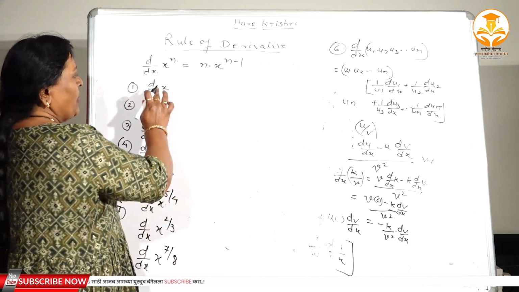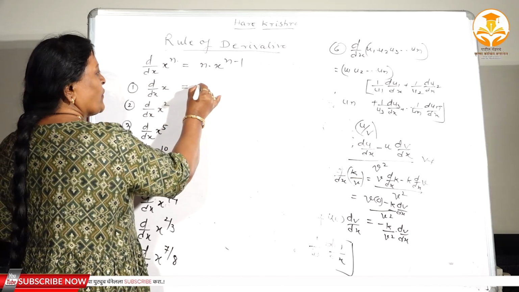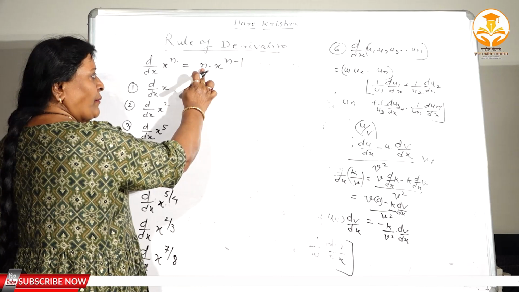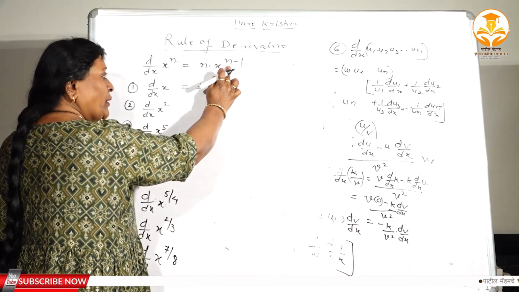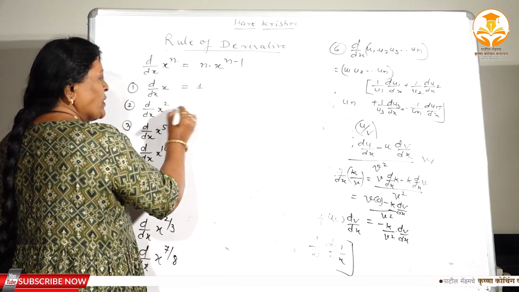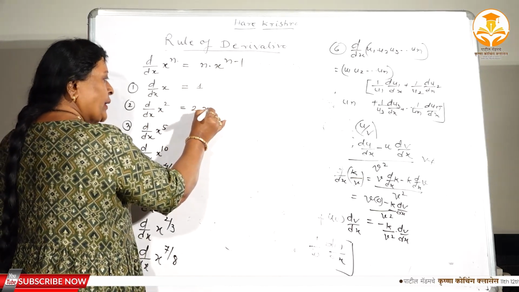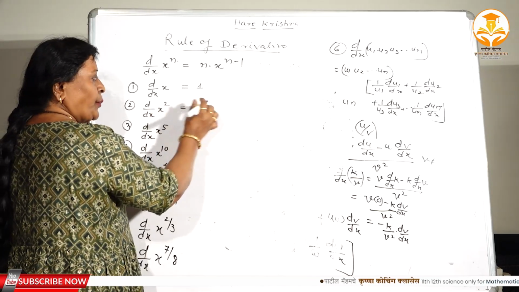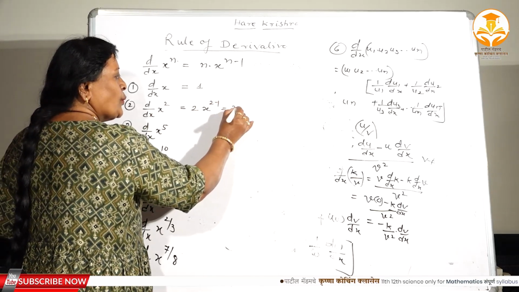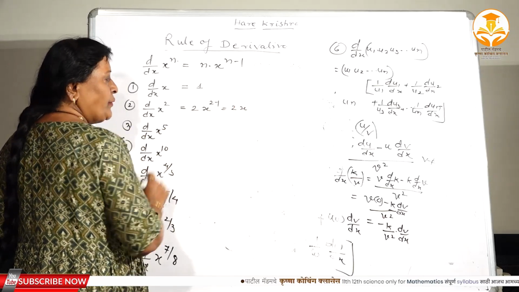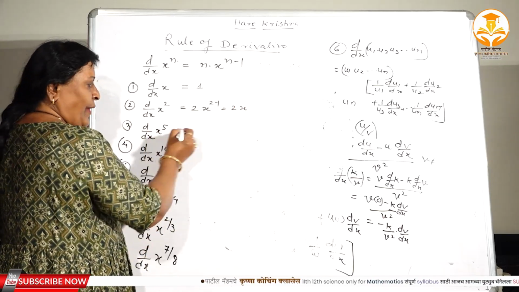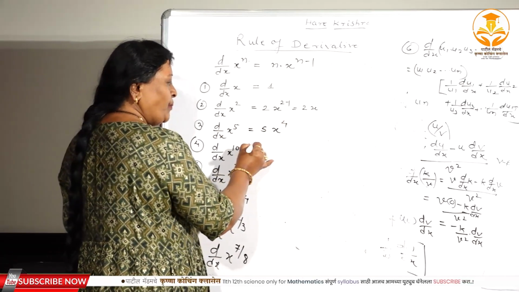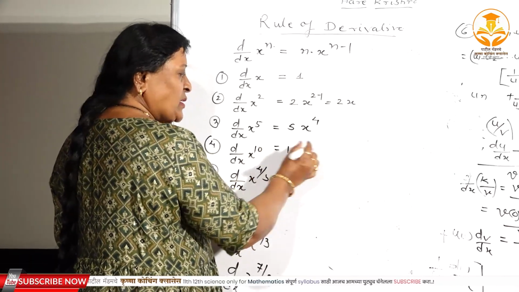Now see, it's very simple. X चे derivative मी already सांगितले, that is equal to 1. X square, what you have to do? Here you have to multiply the power and you have to subtract 1 from the power of x. Here, what is the power? 2. 2 into x to the power 2 minus 1, isn't it? 2 minus 1 means 2 into x, because 2 minus 1 is 1. Again, 5, the power is multiplied, x to the power 5 minus 1, 4, very simple. 10, x to the power 10 minus 1, 9.